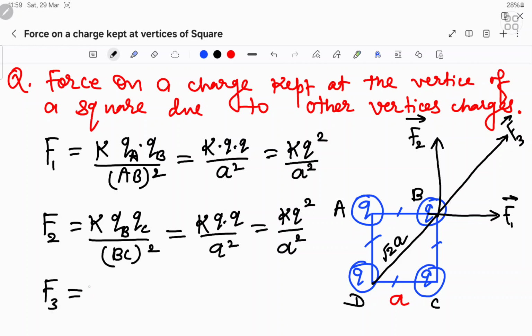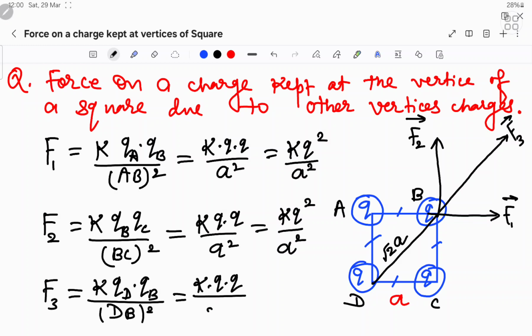Now what will be the force F3? F3 force magnitude is K Q at D Q at B divided by DB square. So this is equal to K Q square upon root 2 a whole square. So this is equal to K Q square divided by 2 a square. These are the respective magnitudes of the forces.